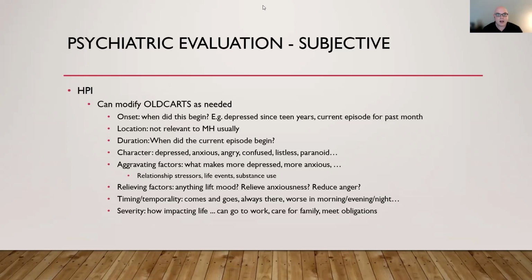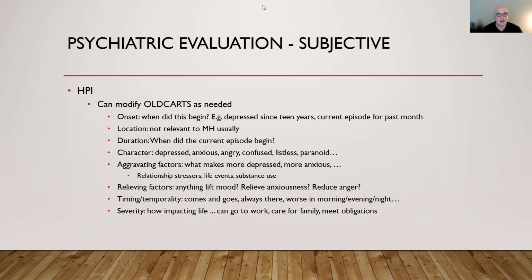Timing and temporality. We get really kind of confused, and I do this myself, when we're going through these time elements of old CARTS. So you have onset, you have duration, you have timing and temporality. They're each unique. Onset is when it began, absolutely. Duration is how long this has been going on. And timing and temporality is, does it come and go? Is it constant? Does it get better and worse? Is it hard to predict? Is it predictable? And then severity, how is this impacting your life? Are you depressed, but you're muddling through your day? Or are you depressed and you haven't been to work in 3 months? You haven't been out of bed, you're not feeding your family, you're not going to school, et cetera. So severity is very important as well.